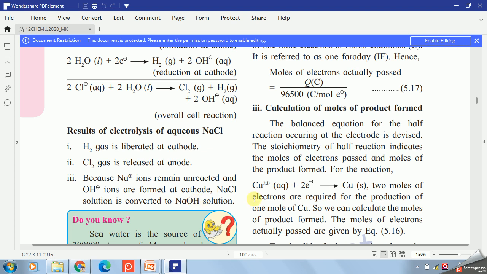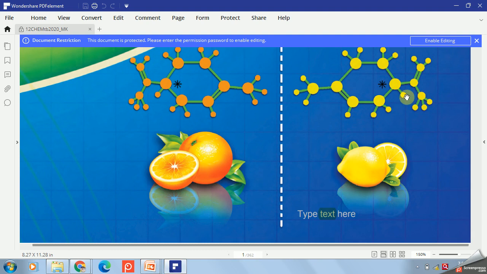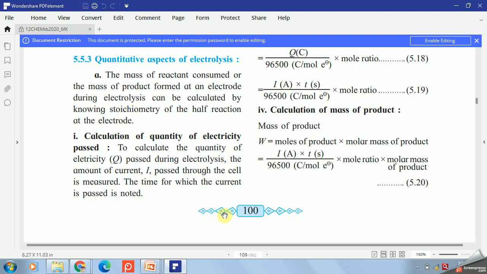The next part is the quantitative aspect of electrolysis. With the help of these formulas we can solve the numericals based on this. In the old syllabus there are two laws, Faraday's first law and Faraday's second law. But in the new syllabus only formulas are mentioned, so we'll discuss only that. The mass of reactant consumed or the mass of product formed at an electrode during electrolysis can be calculated by knowing the stoichiometry of the half reaction at the electrode.